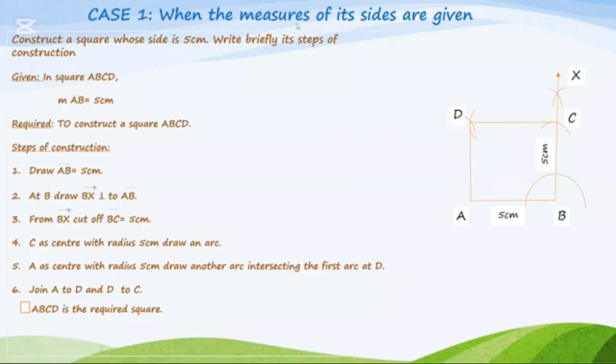What we have done: first we have to draw the line segment AB, then we have to draw the perpendicular. After drawing the perpendicular, we put the compass at B and draw an arc. We get C. Then we put the compass on C and draw an arc here. And then we put the compass at A and draw another arc to get D. Okay, and then just join C to D and A to D.